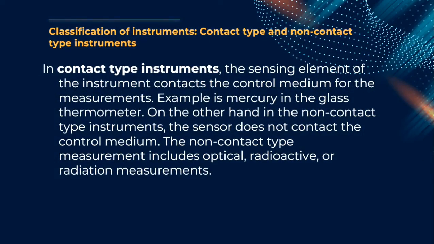In contact type instruments, the sensing element of the instrument contacts the control medium for the measurement. An example is mercury in a glass thermometer. On the other hand, in the non-contact type of instrument, the sensor does not contact the control medium. The non-contact type measurement includes optical, radioactive, and radiation measurements.